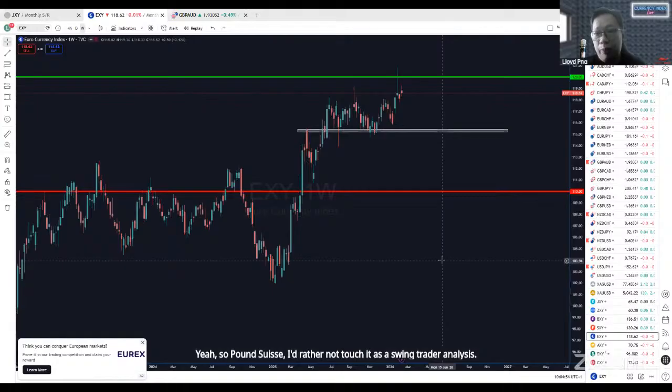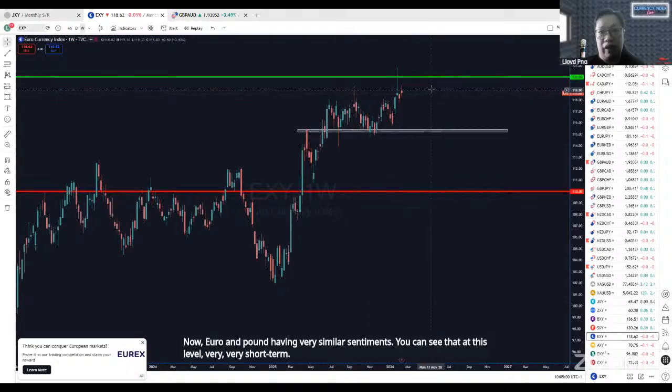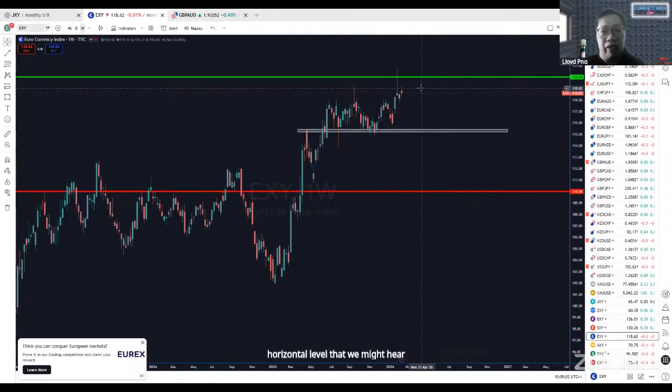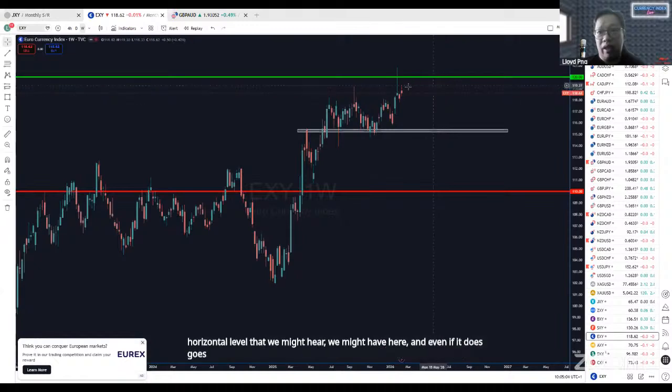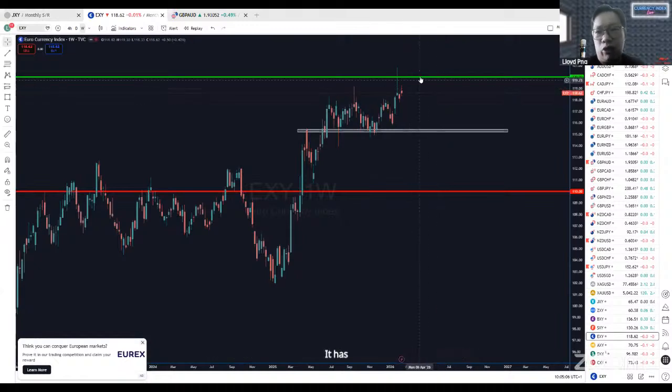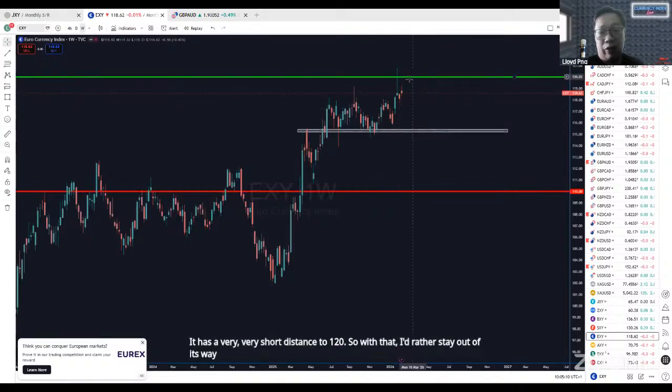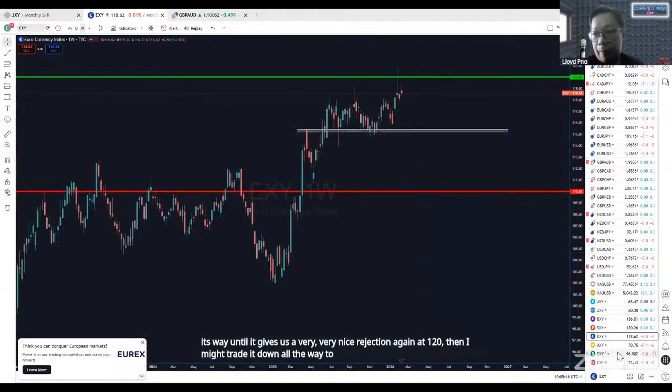Now, euro and pound having very similar sentiments. You can see that at this level, very, very short term, horizontal level that we might have here. And even if it does go up, I would say that it has a very, very short distance to 120. So with that, I'd rather stay out of its way until it gives us a very, very nice rejection again at 120. Then I might trade it down all the way to 115.